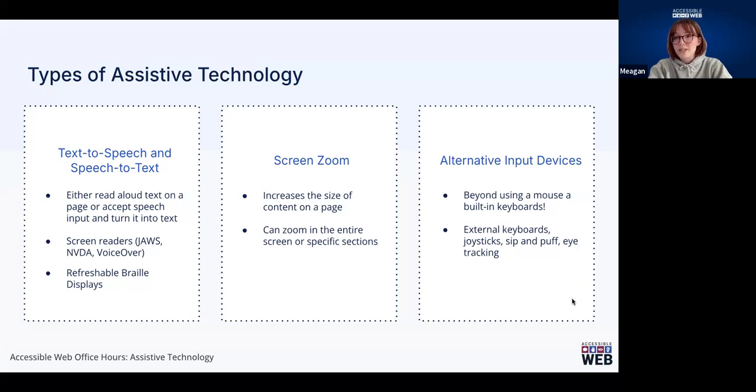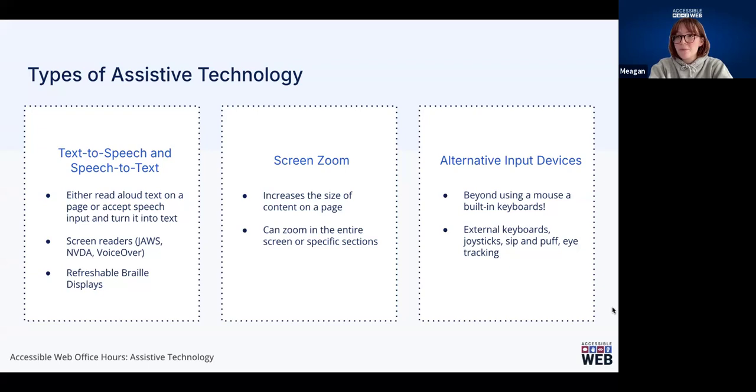Moving into screen zoom technologies, these typically will increase the size of content on a page, but you also have some that zoom into specific sections of the page and not just the entire screen. So you may have seen this before as a little square that looks like a magnifying glass and you can move it around your screen.